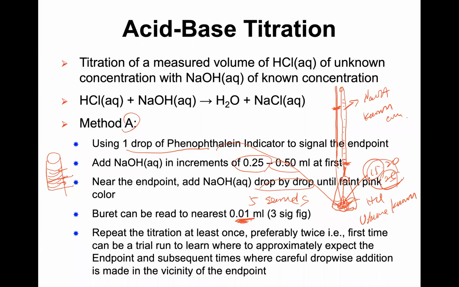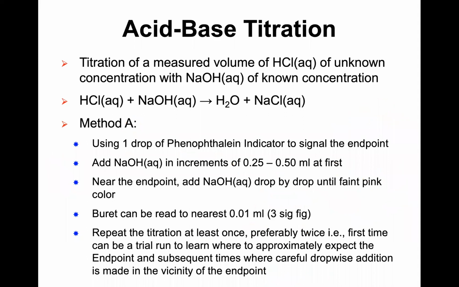So after that, you need to repeat the titration. We ask you at least once. Typically for the analytical lab, we ask you to repeat at least twice. So you have three values: 1, 2, 3. In case one is an outlier, you can easily average the other two, see which two are more consistent with each other. So this is the way you can use the indicator.